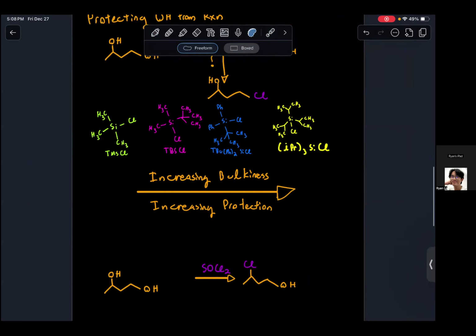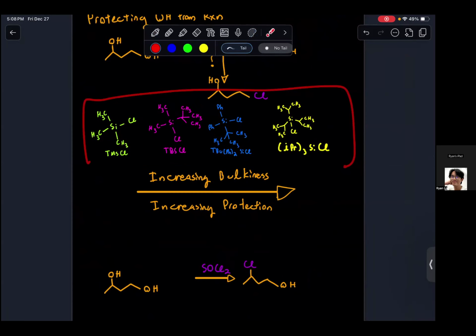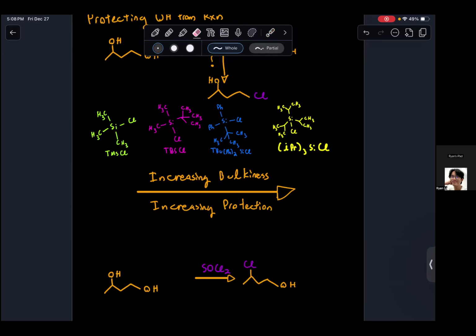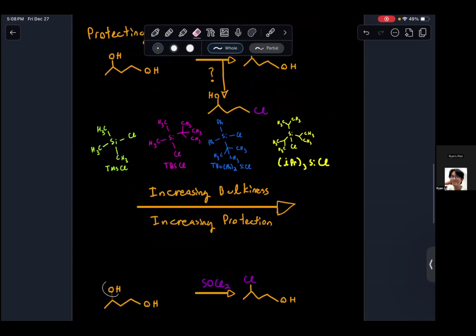And the pattern for this, right, is that while most of these offer some pretty good protection, the major pattern that you want to know is that increasing bulkiness, the more stuff that's attached to it, means increased protection. That makes sense, right? If you had a shield, the bigger the shield is, the more you are protected from anybody trying to mess with you, right? Same vibe here. The protection of certain groups is going to be increasing, all the way up to the most bulky group that we've been exposed to, at least.